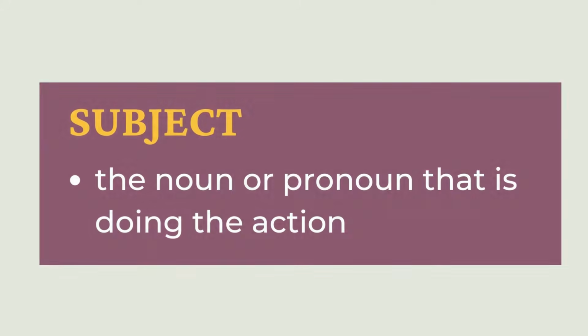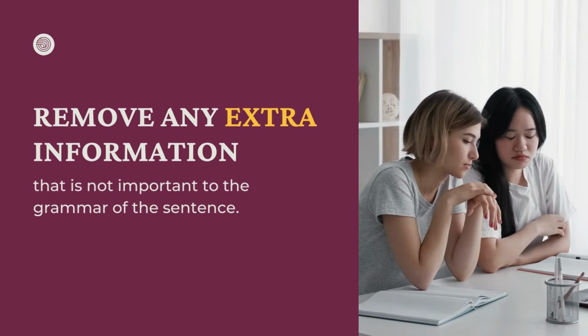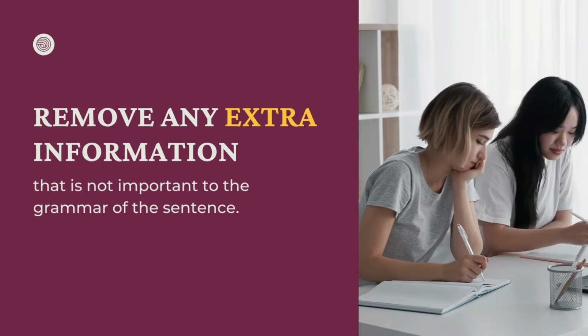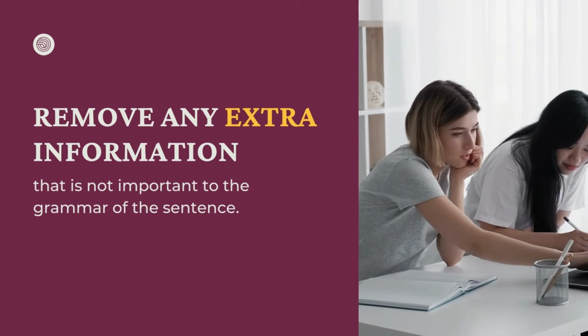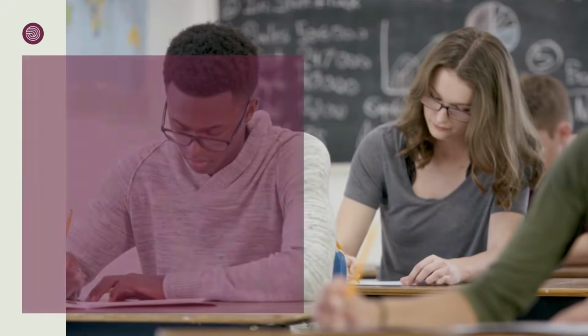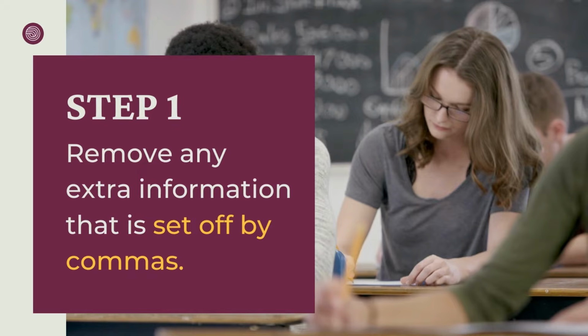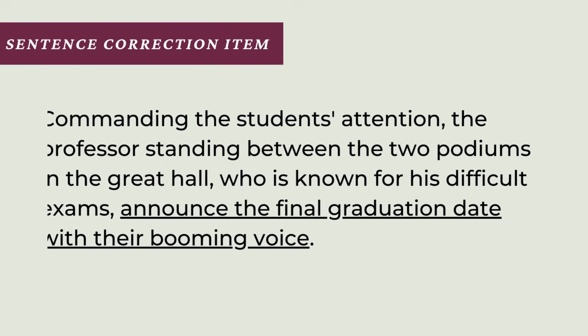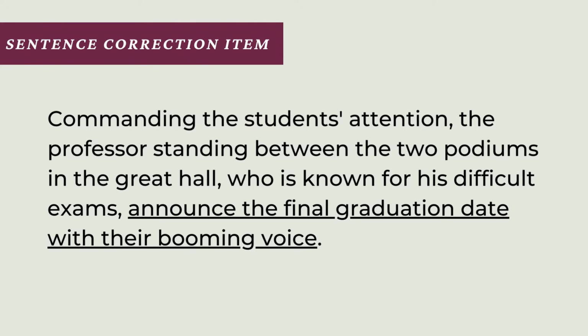To find the subject in the sentence, you have to remove any extra information that is not important to the grammar of the sentence. You can do this in 2 steps. Step 1. Remove any extra information that is set off by commas. Let's look at this example sentence correction item.